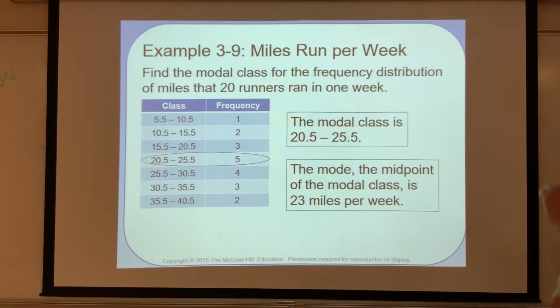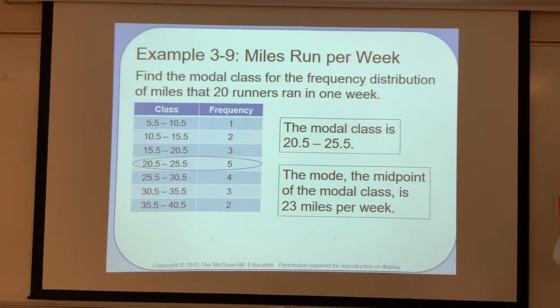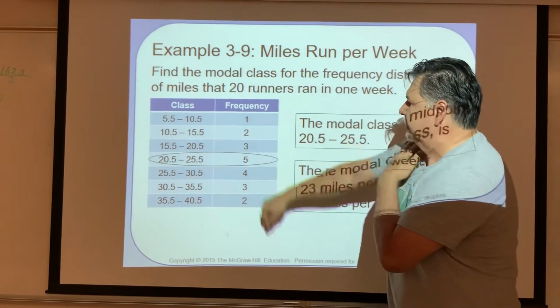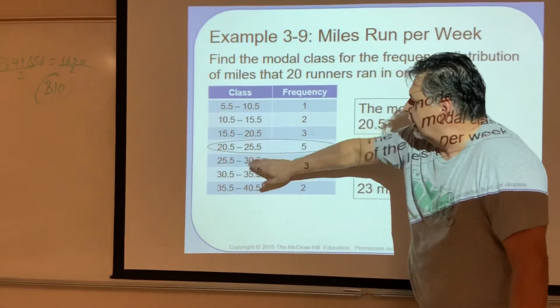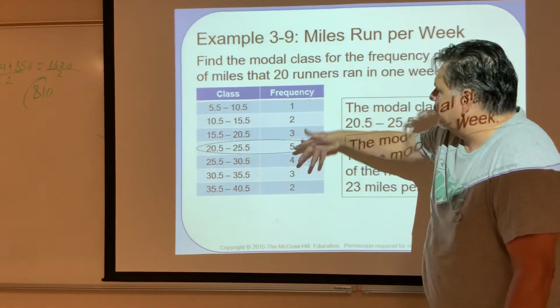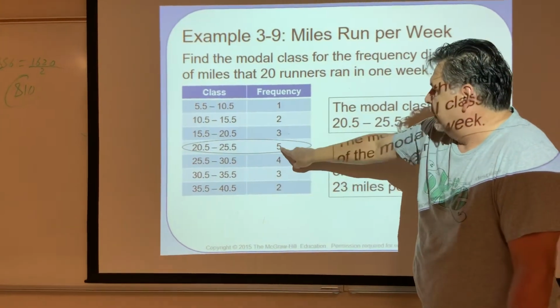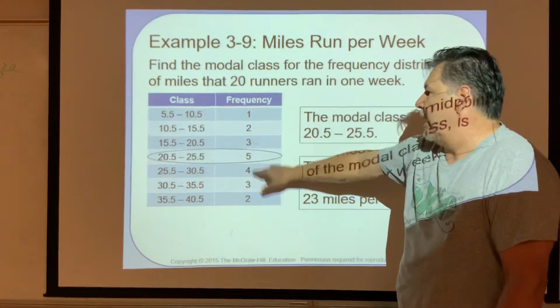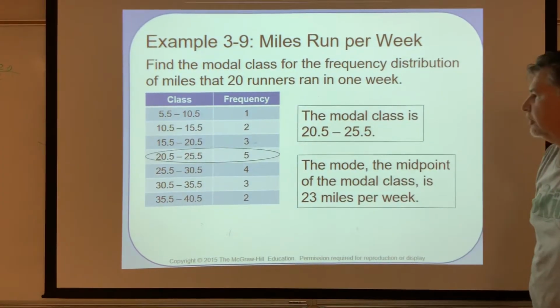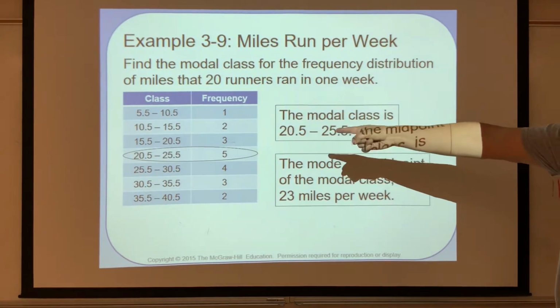Runners per week. Find the modal class. Oh, this is talking about classes. So this is pretty easy too, because it's going to look at the frequency. Those classes that we talked about, we've got classes, and then we can say, what is the modal class? It's going to be the class that has the highest frequency. And you may have bimodal frequencies, you may have multimodal frequencies. So it is the number that occurs most often.